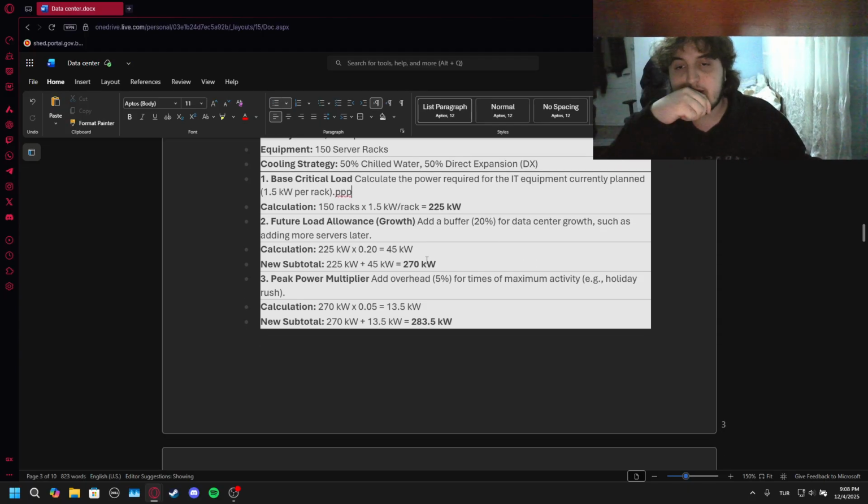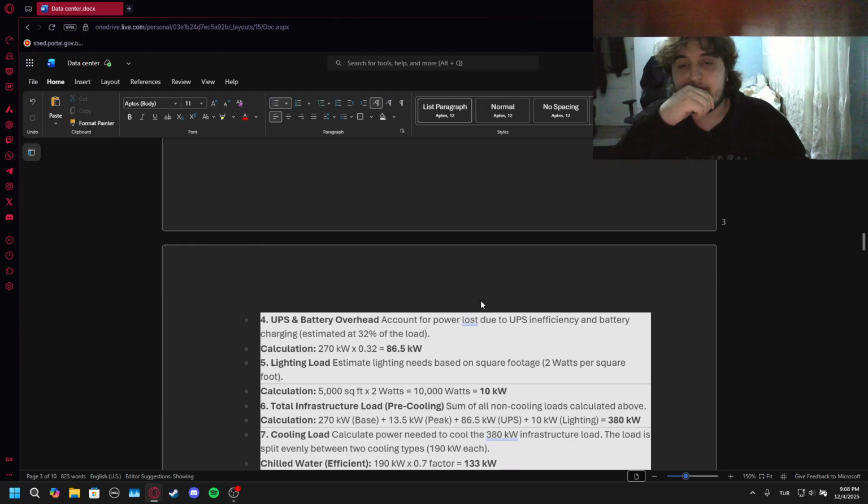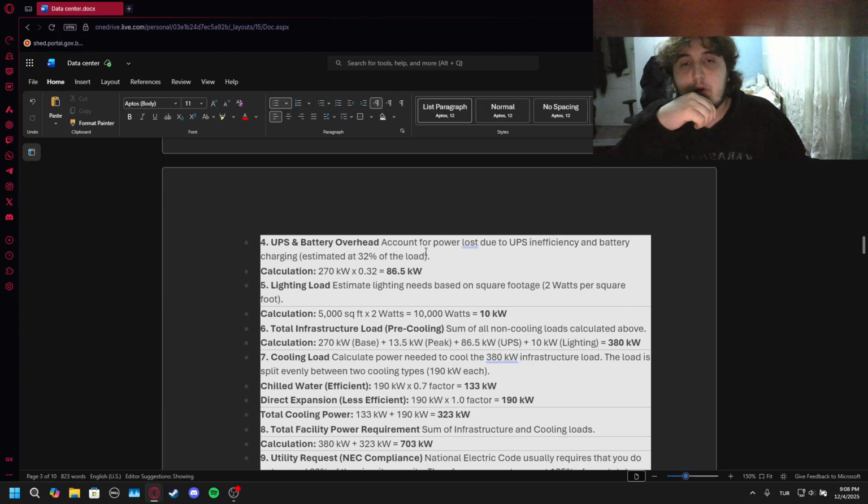You add another 5% for the peak maximum calculations. You get 273.5. UPS and battery overhead. This is actually one of the more important parts. Account for power loss to UPS inefficiency and battery charging, estimating at 32% of the load.